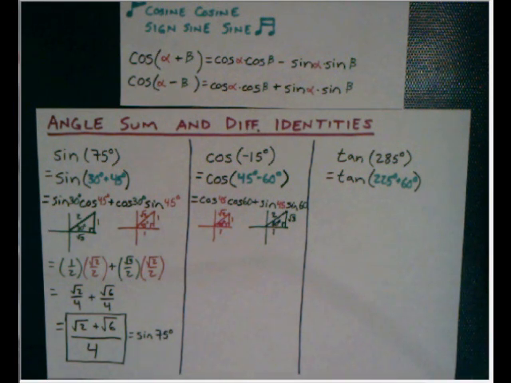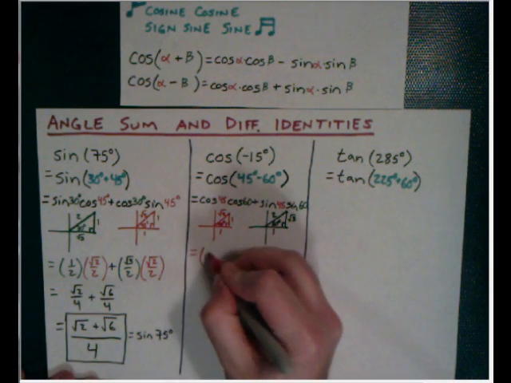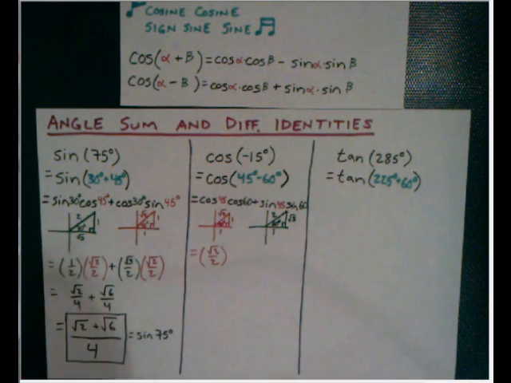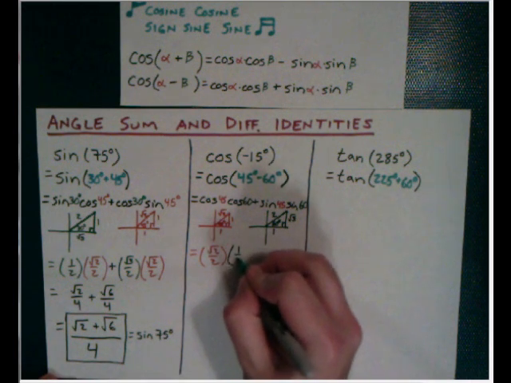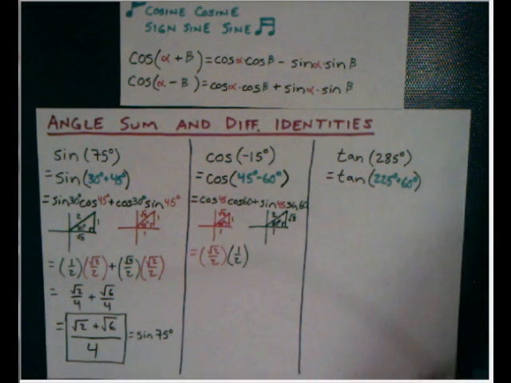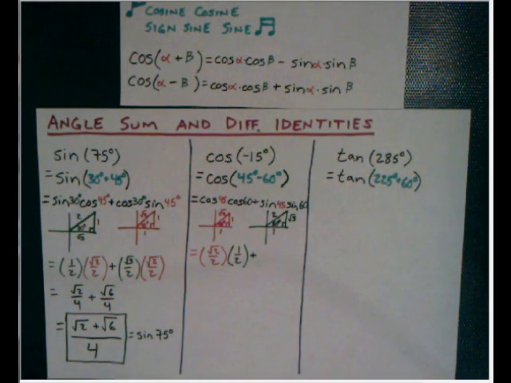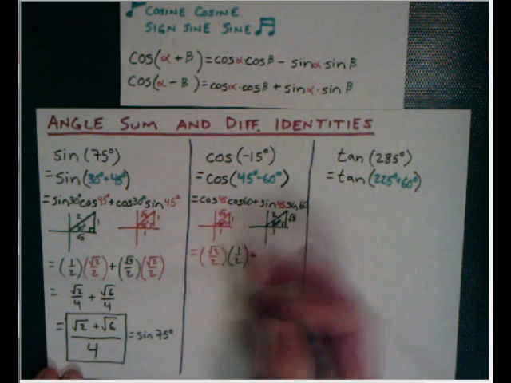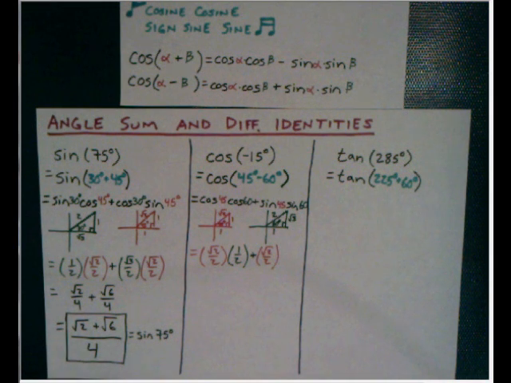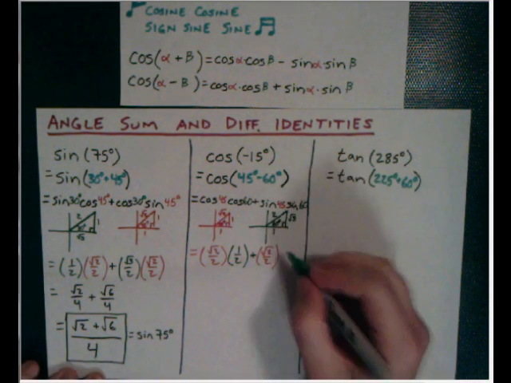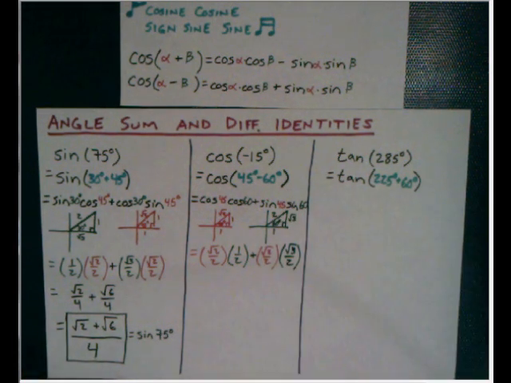So the cosine of 45 is root 2 over 2. The cosine of 60, looking at my picture, it's adjacent over hypotenuse. It's going to be 1/2. Then we need a plus sign, because that's what it changed to in the cosine conga. Then we need the sine of 45. Sine of 45 is just root 2 over 2. The sine of 60 is opposite over hypotenuse. That's root 3 over 2. And so there are all our individual pieces.